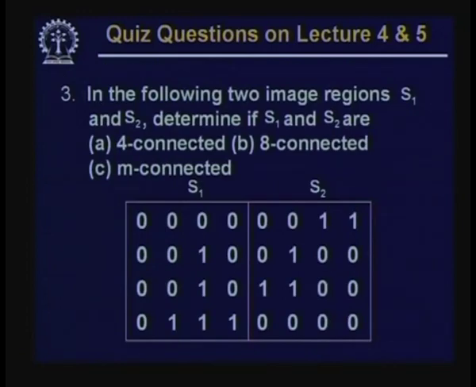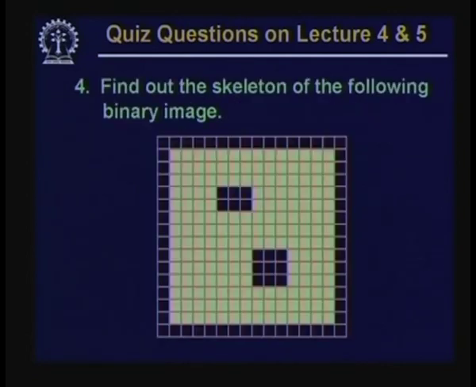In the third problem, we have been given two regions, image region S1 and image region S2. You have to find out whether S1 and S2 are 4 connected or 8 connected or M connected. The fourth problem, it is a binary image. You have to find out what is the skeleton of this binary image.